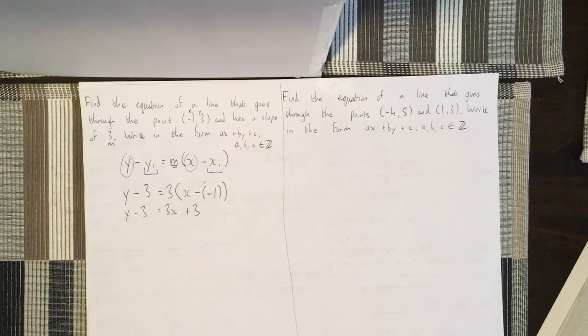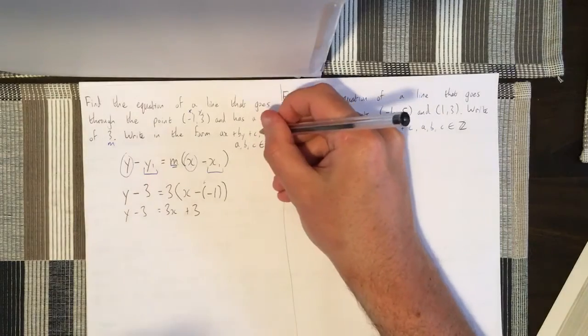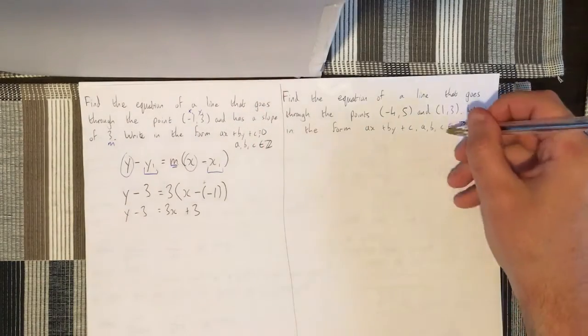Now, this is where I'll come to that last line. The right in the form ax plus by plus c, that should say equal to 0.